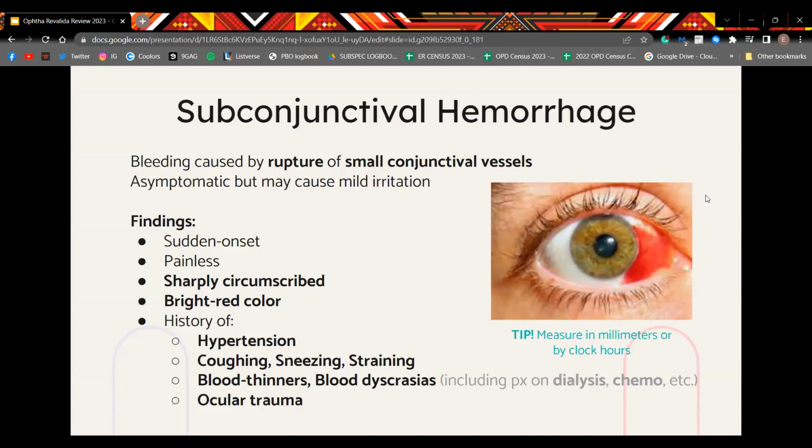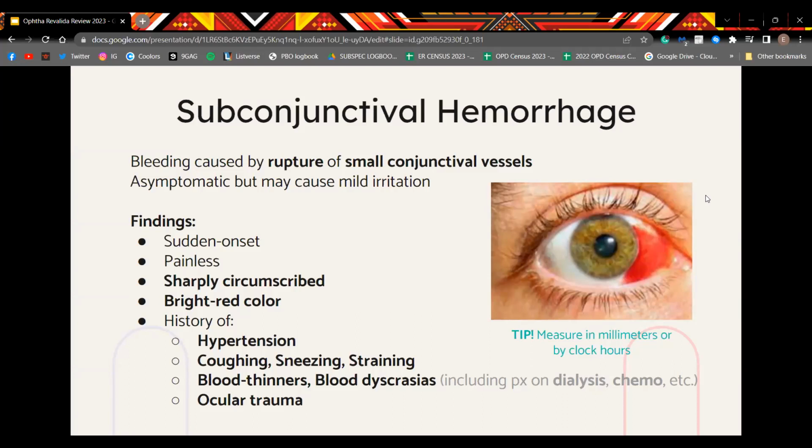Next would be subconjunctival hemorrhage. So this is caused by bleeding, rupture in the small conjunctival vessels sa harap ng mata. This is usually asymptomatic but may cause mild irritation. So typical history ng patient, sabihin niya, napansin na lang ng kapamilya niya, ng relative niya na namumula yung mata niya, or biglang nakita na lang niya sa salamin na namumula yung mata niya.